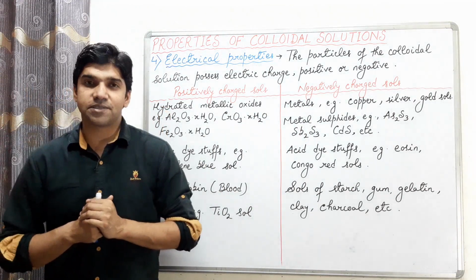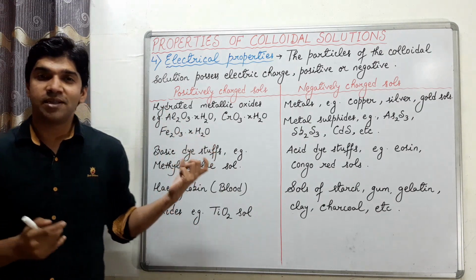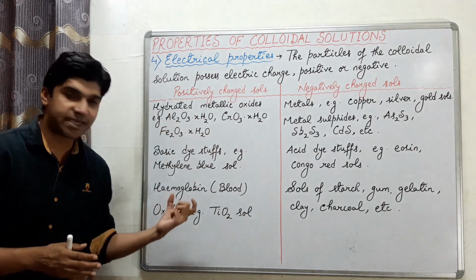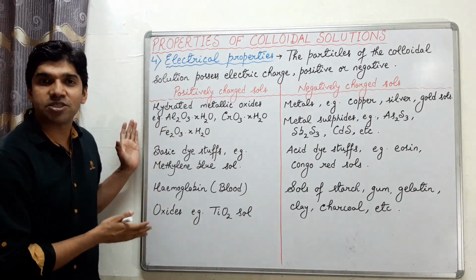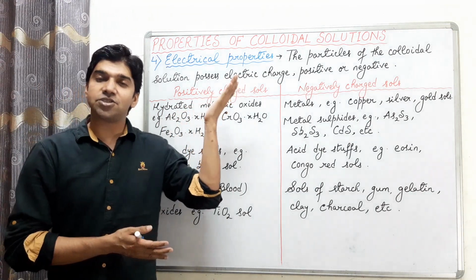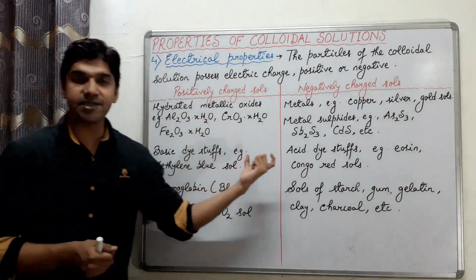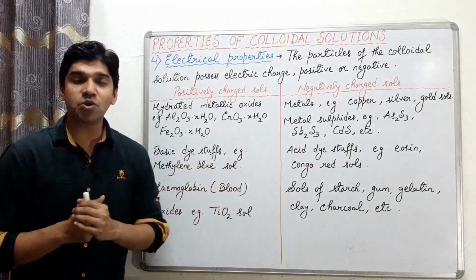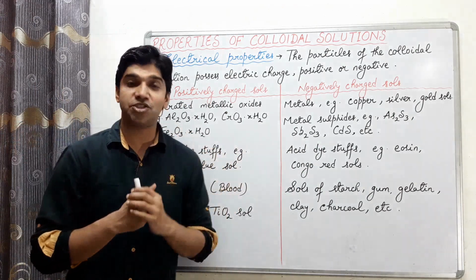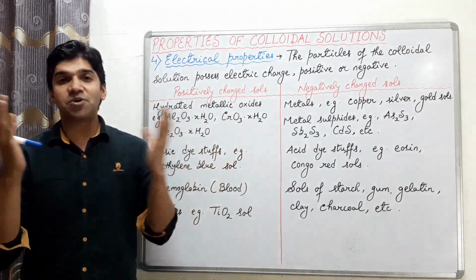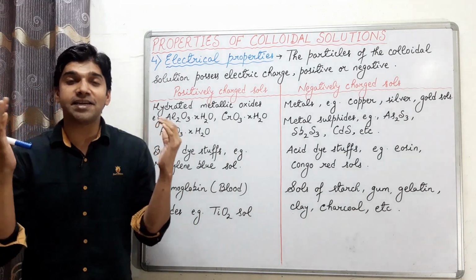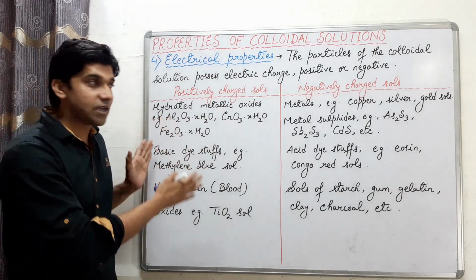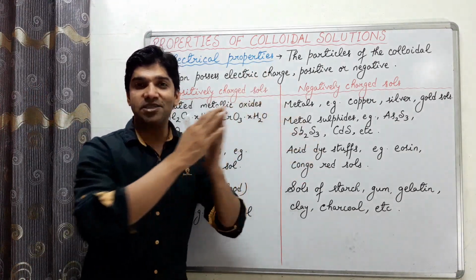The basic dyestuffs such as methylene blue, hemoglobin of the blood, and some metal oxides such as titanium oxide, such salts are positively charged, whereas the acid dyestuffs such as Congo red, eosin, and the salts of starch, gum, gelatin, clay, charcoal, etc., they are negatively charged. So these are some examples of positively and negatively charged salts.